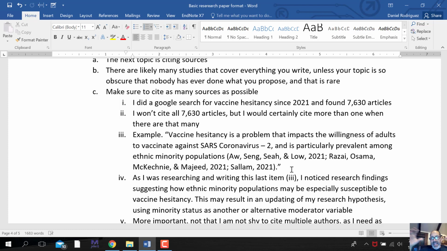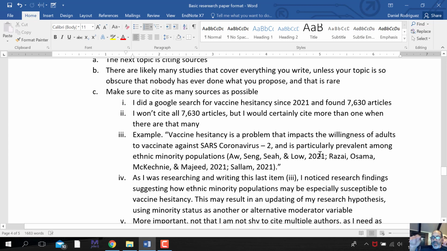People have been working on this, so I need to show my reader that I didn't come up with this information. These other individuals did. Maybe it's not these specific ones, but they certainly did it before I did it. They're already published. And in reading through these first few articles, I noticed this issue of differences by ethnic minority groups, where there's a lower or a higher vaccine hesitancy among ethnic minority groups. So I included that in here, and is particularly prevalent because that's something I found out while I was reading.